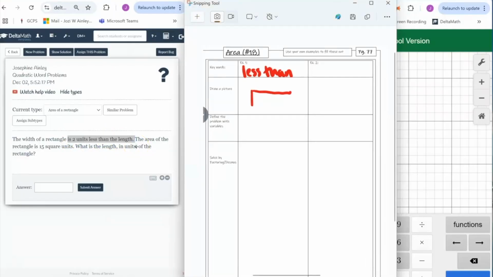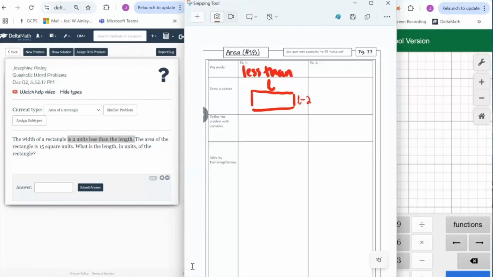So you're going to have a rectangle. All right, so the width of the rectangle is this part, and the length is this part. This is the width, the W. So I'm actually going to delete the W real quick. And then it says that the width of the rectangle is 2 units less than the length. So I'm going to take the length and subtract 2. That makes sense because the width is shorter than the length in a rectangle.